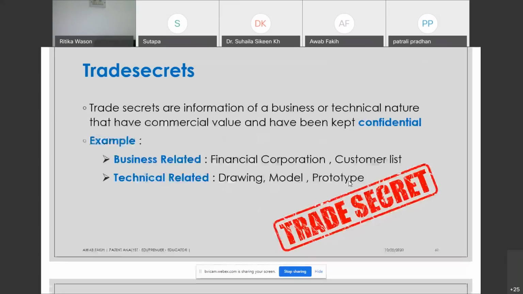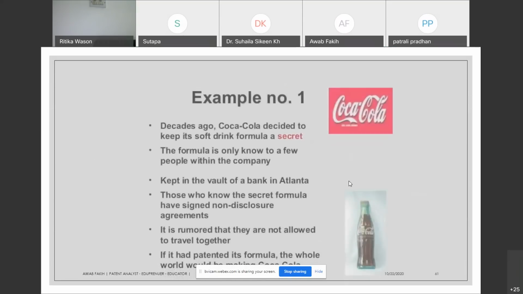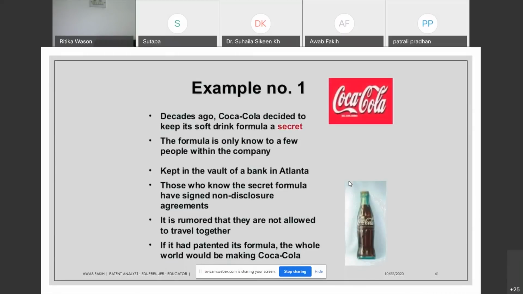Okay, that's one of the famous examples of a trade secret, which is very, very close to 150 years old: the recipe of Coca-Cola. The secret had been kept in Walter Bank of Atlanta. So one of the famous examples when you talk about trade secrets. So let's go with this.